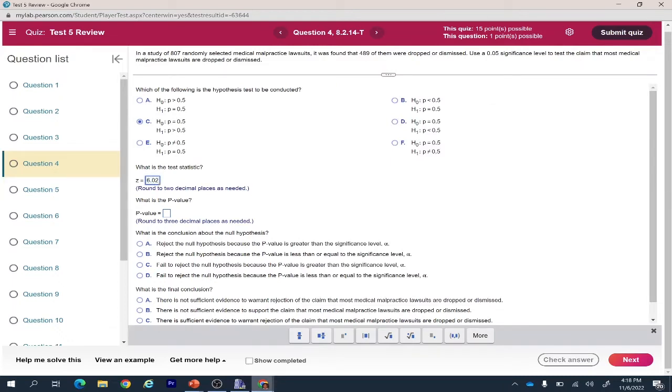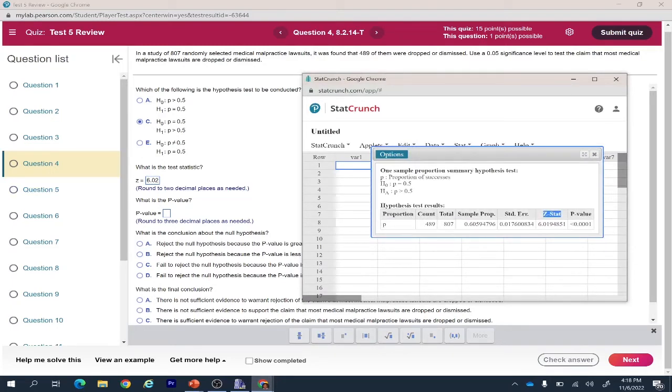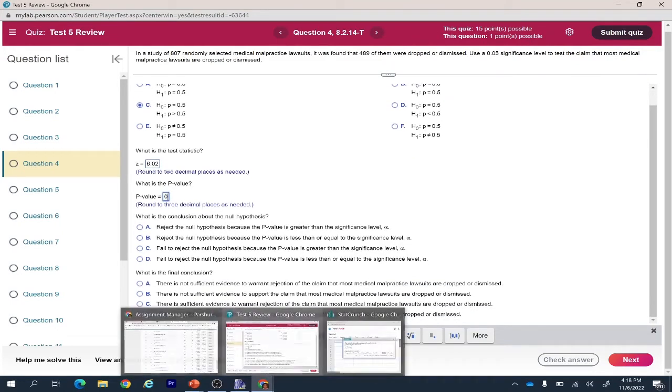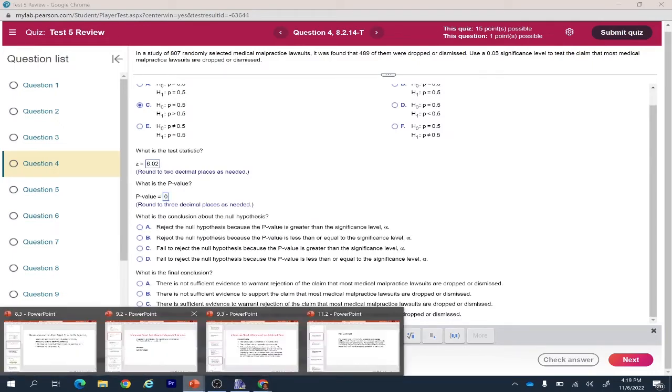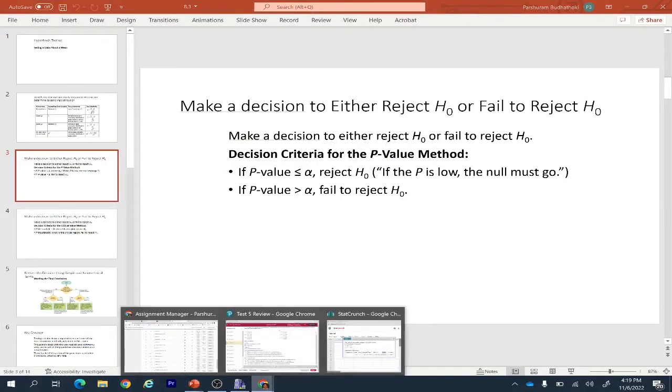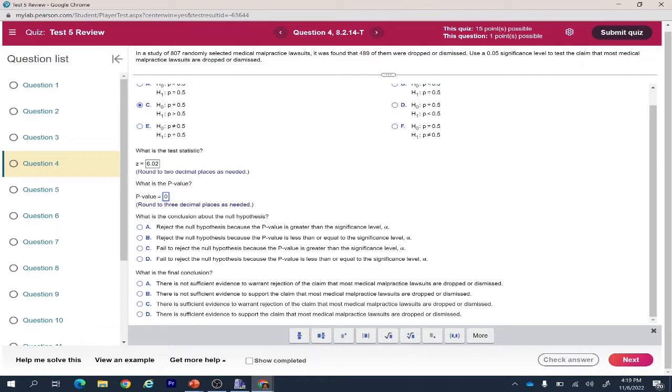Now for the p-value, let's go back here. As you can see here, the p-value is less than 0.0001. If you round it to 3 decimal places, it would be 0. So whenever the p-value is less than alpha, reject the null hypothesis. Reject the null hypothesis because the p-value is less than or equal to the significance level. So there is sufficient evidence to support the claim that most medical malpractice lawsuits are dropped or dismissed.